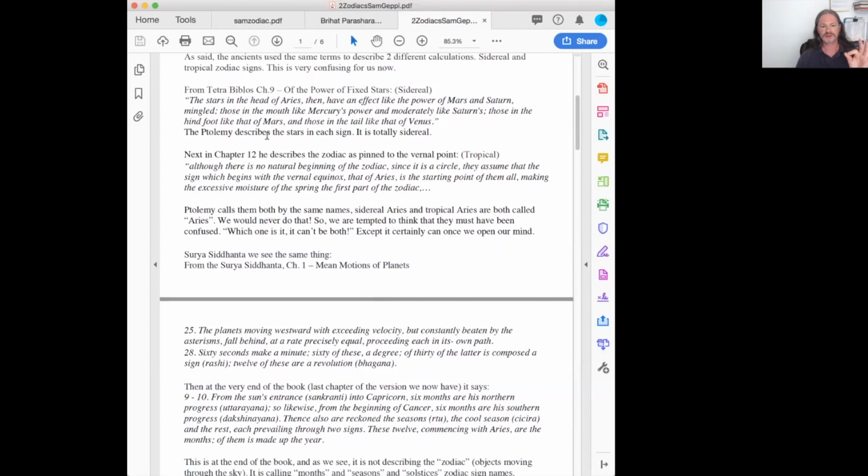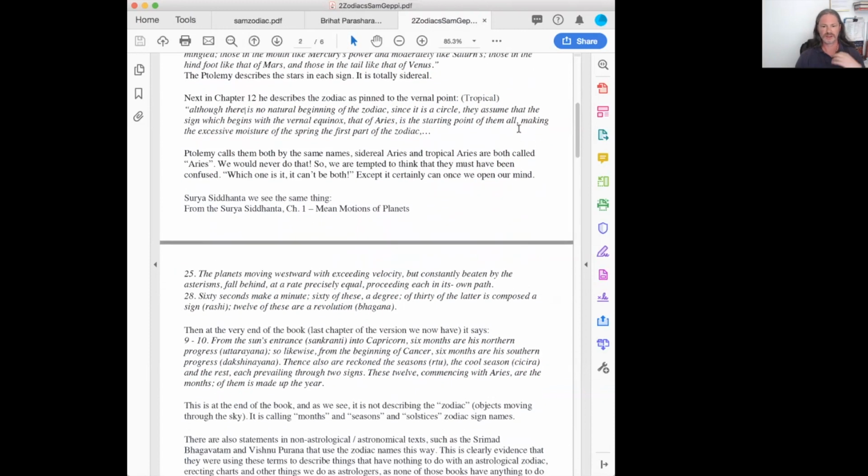So this is Ptolemy describing the stars in each sign, this whole section. He goes through each of the 12 signs sidereally and describes the important stars in it. Total sidereal. Then in the next chapter, he describes the zodiac as pinned to the vernal equinox. "Although there's no natural beginning of the zodiac since it's a circle, they assume that the sign which begins with the vernal equinox, that of Aries, is the starting point of them all, making the excessive moisture of the spring the first part of the zodiac."